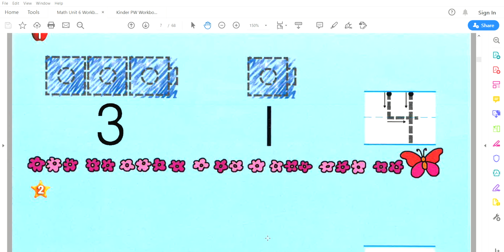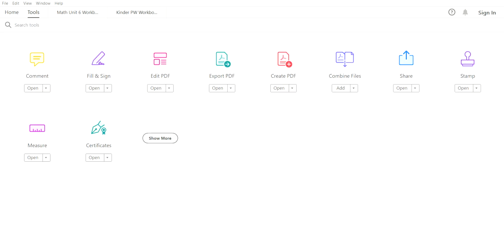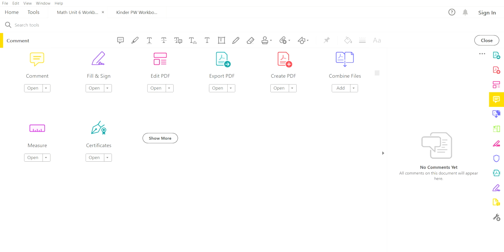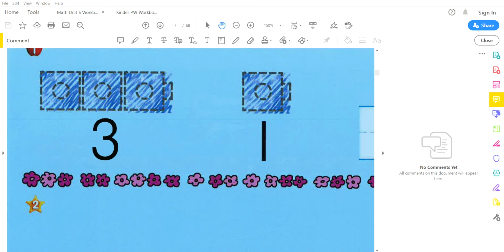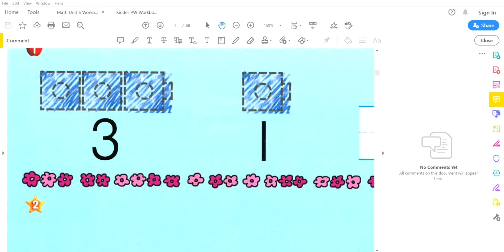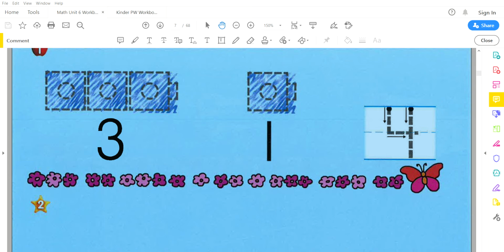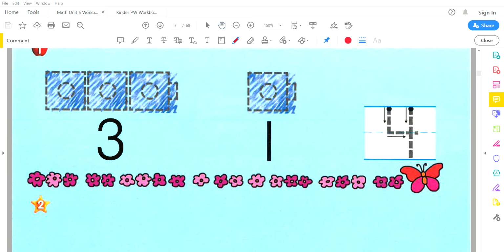On number 1, I see that we are joining a group of 3 and a group of 1. Would you please count with me to see how many there are in all? Let's count the first group. Say the first group's number, which is 3, and then count on 3, 4. Great job. There are 4 cubes in all. Please write the number 4 with your pencil on the handwriting line.